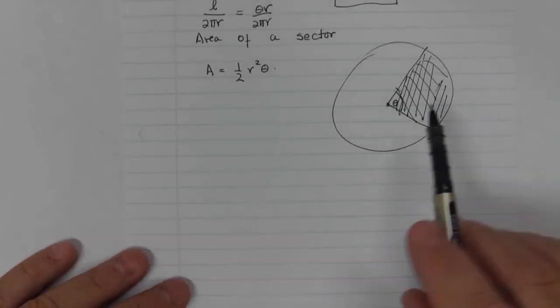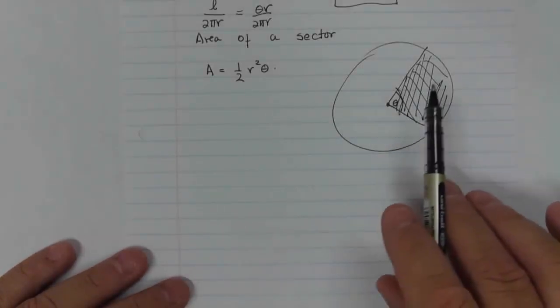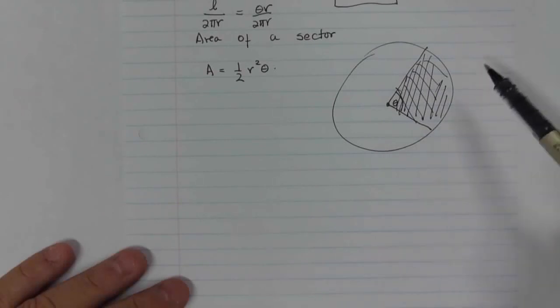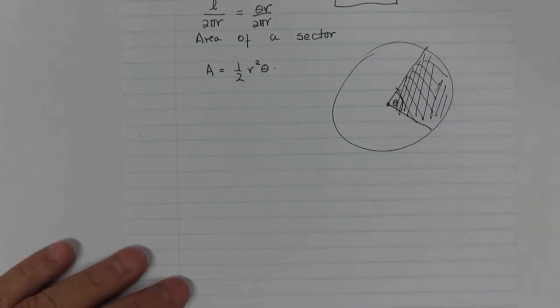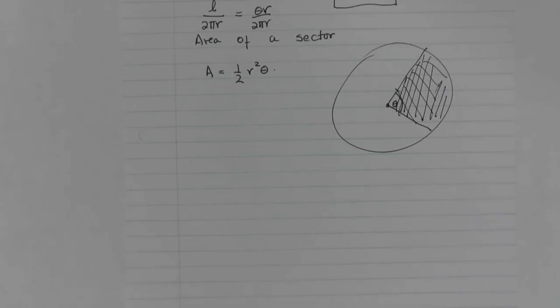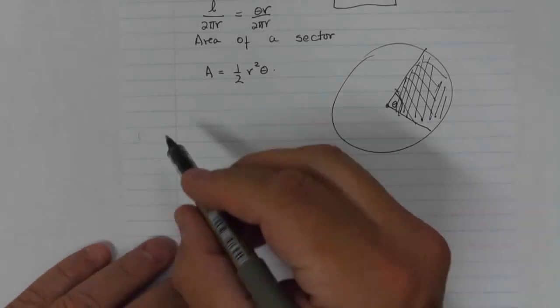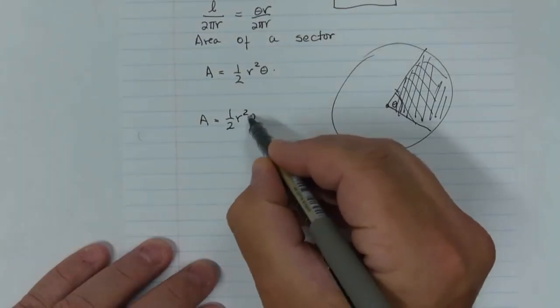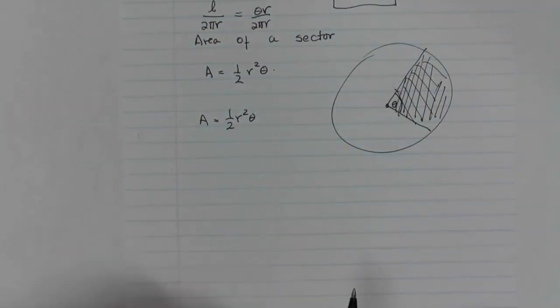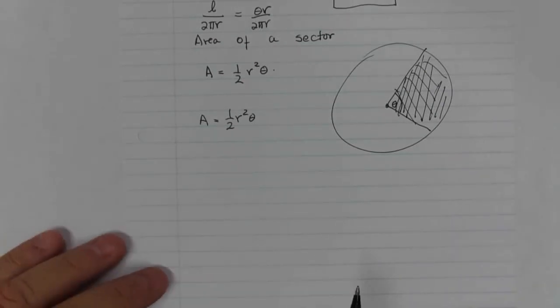This will be the area of a sector. In this case, the area of a sector is the whole wedge of the pie, or the piece of the pizza, whichever way you want to look at it. Now, how do we find the area of a sector? The area of a sector is calculated using the formula area equals a half r squared theta.